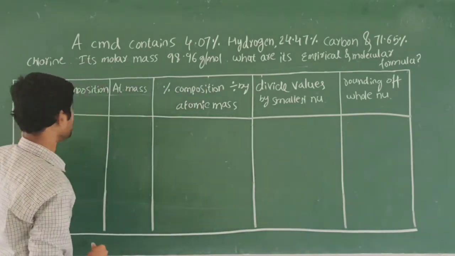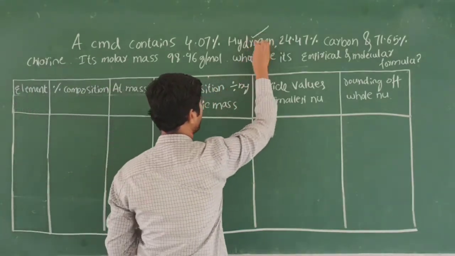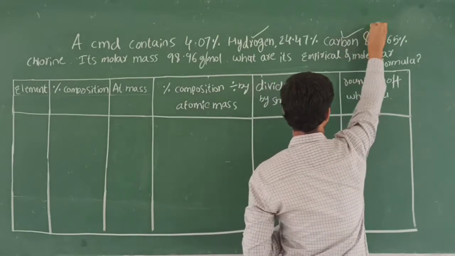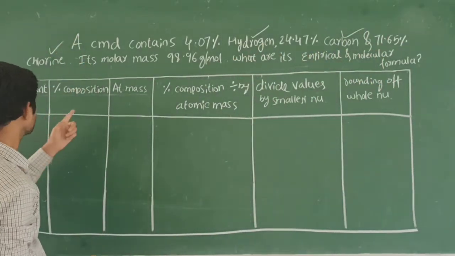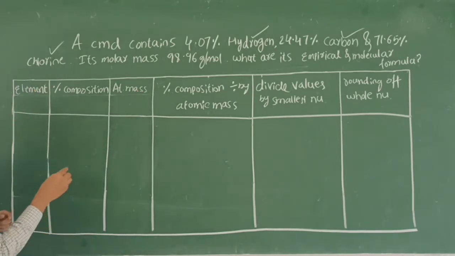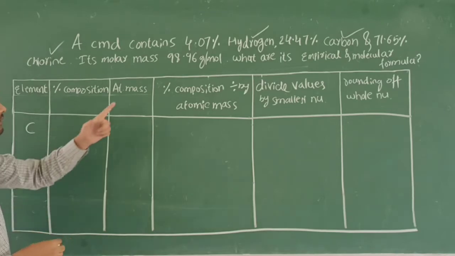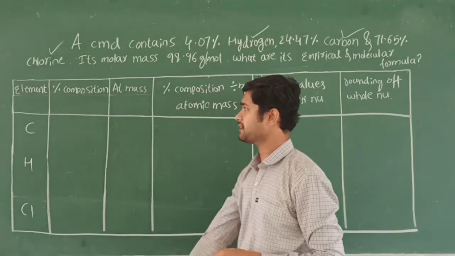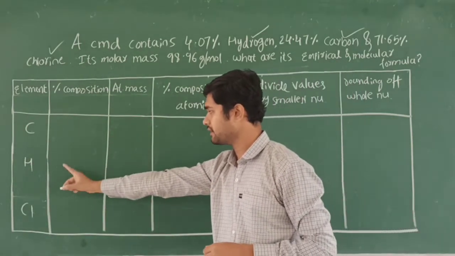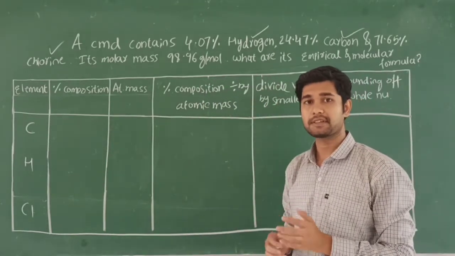So you should find out the elements. What elements have been given? You just write them. Hydrogen has been given, carbon has been given, and chlorine has been given. So you write like this here. First I am coming with carbon. First I take carbon. Next I take hydrogen and I take chlorine. So what are the elements present here? Carbon, hydrogen and chlorine. You should write there the respective percentage composition.